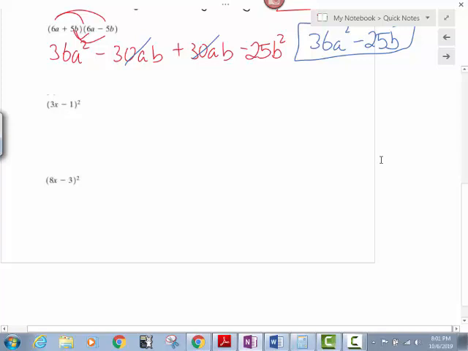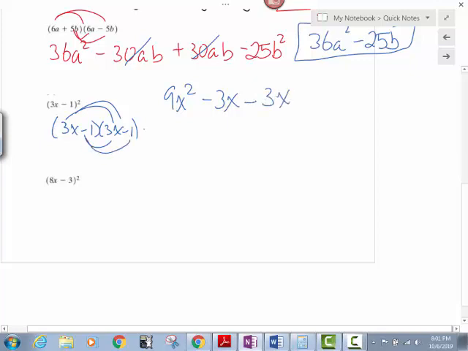All right. In the next few problems that we have here, guys, I want you to notice, remember what it means to square something. It just means that I'm going to write it down twice. Okay. So let's do that. 3x times 3x, 9x squared. 3x times a negative 1 is a negative 3x. Negative 1 times 3x is another negative 3x. Negative 1 times negative 1 is a positive 1, right? Guys, notice these do not cancel. They just add up to a negative 6x plus 1, okay?